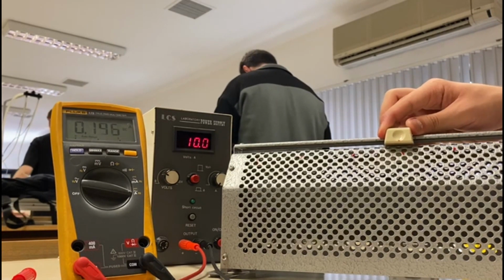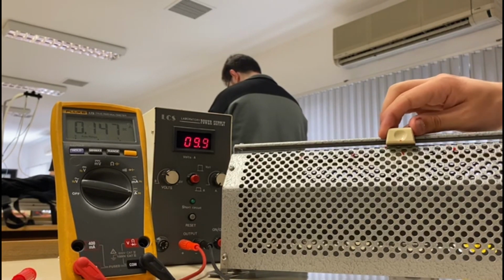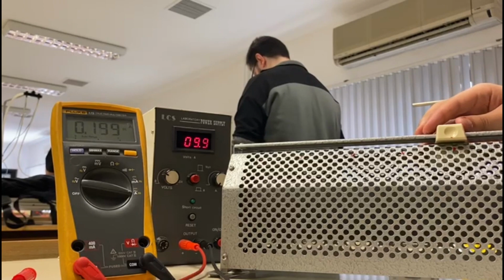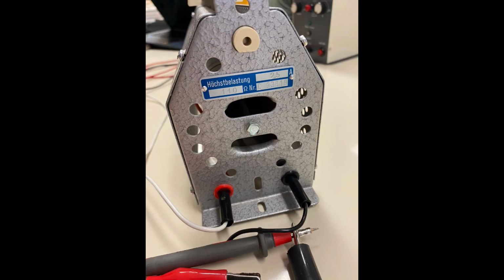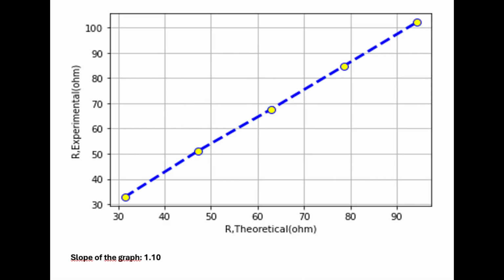I entered the data I obtained into the table and calculated the theoretical resistance value using the formula we obtained and the maximum resistance value written on the rheostat, which was 110 ohm. I plotted these graphs using Python in accordance with the data processed in the tables. Then I calculated the slopes of the best fit lines of the graphs.